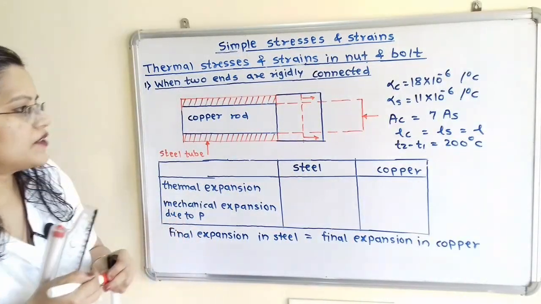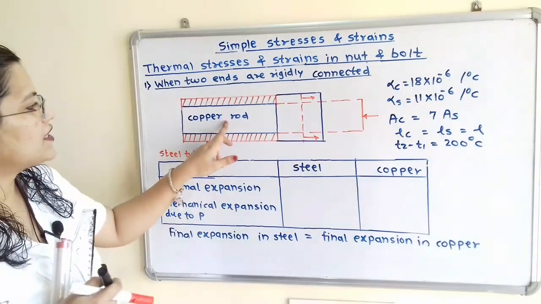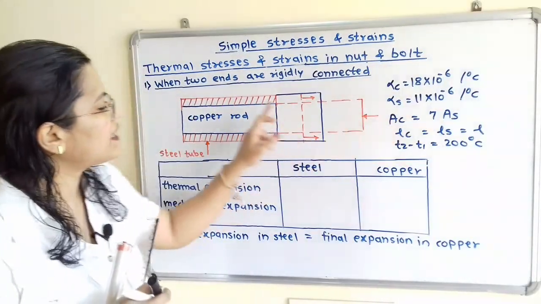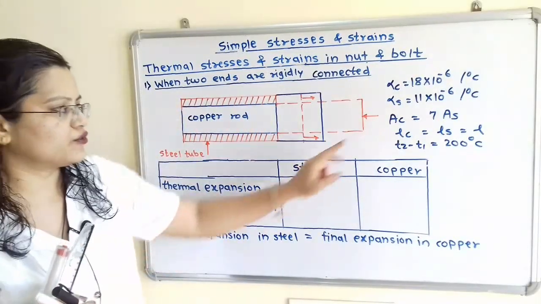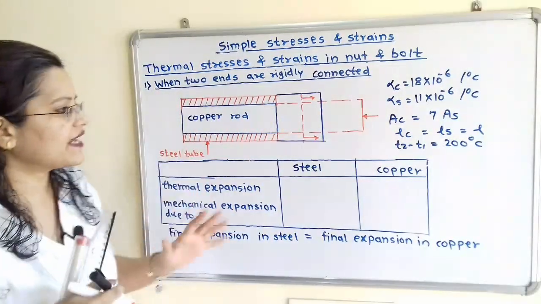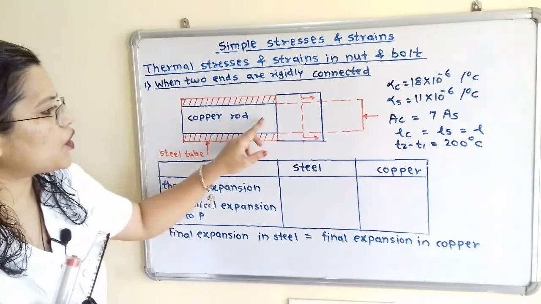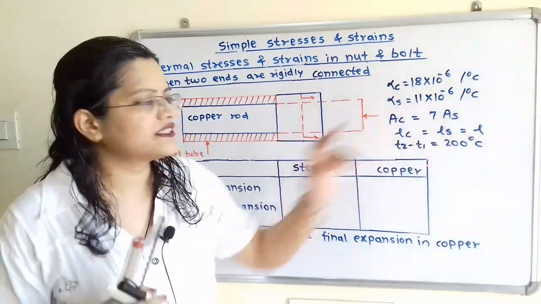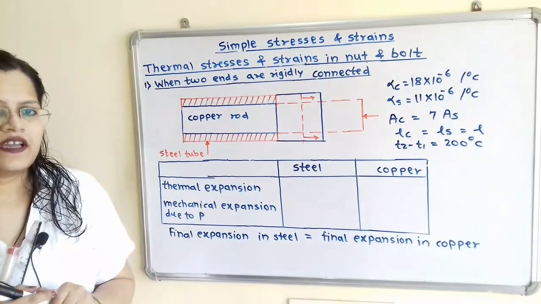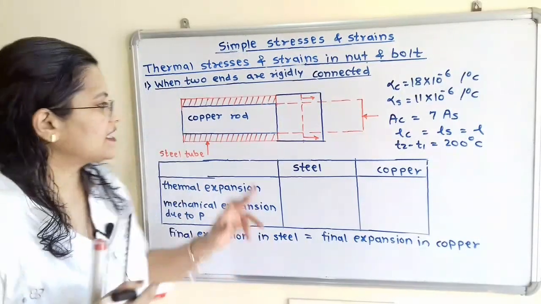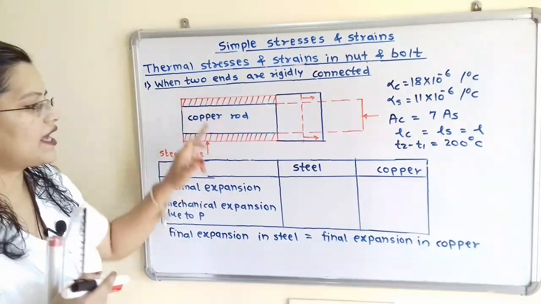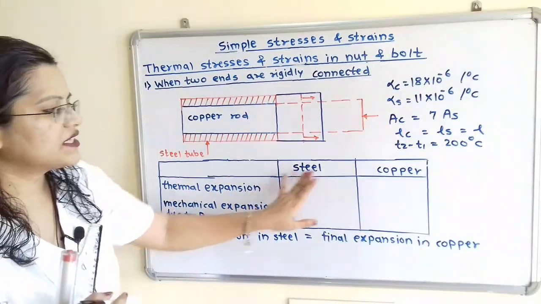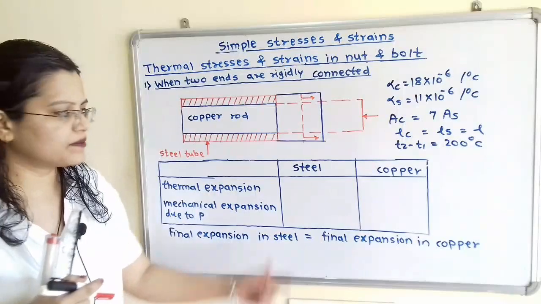So if we observe, area of the copper is given: area of copper rod is equal to 7 times area of the steel tube. So this condition is given, as well as length of the copper rod is equal to length of the steel tube. We will consider it as L. Now to find out the stresses developed in the copper rod and steel tube, we will prepare one table. So first is steel and second is copper material.